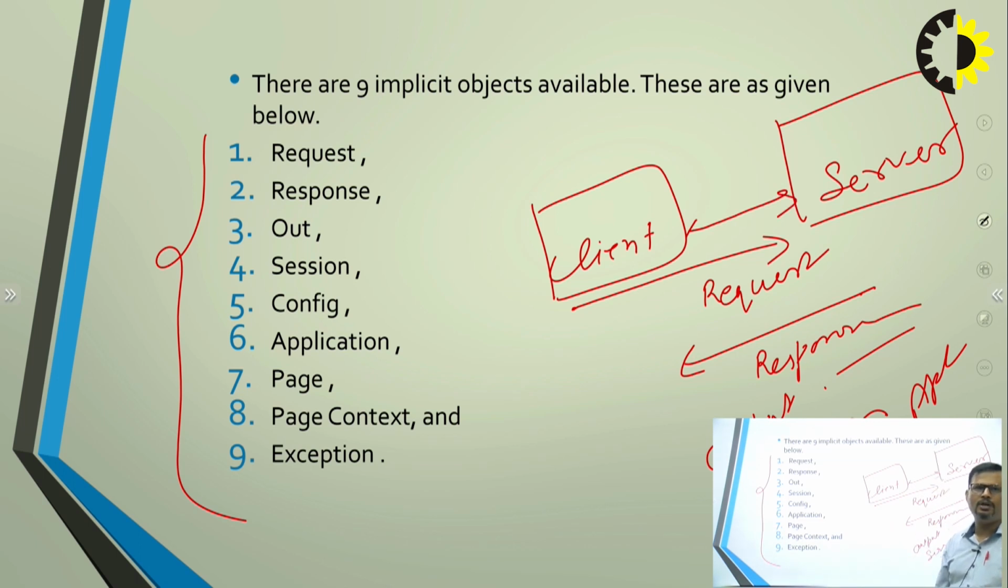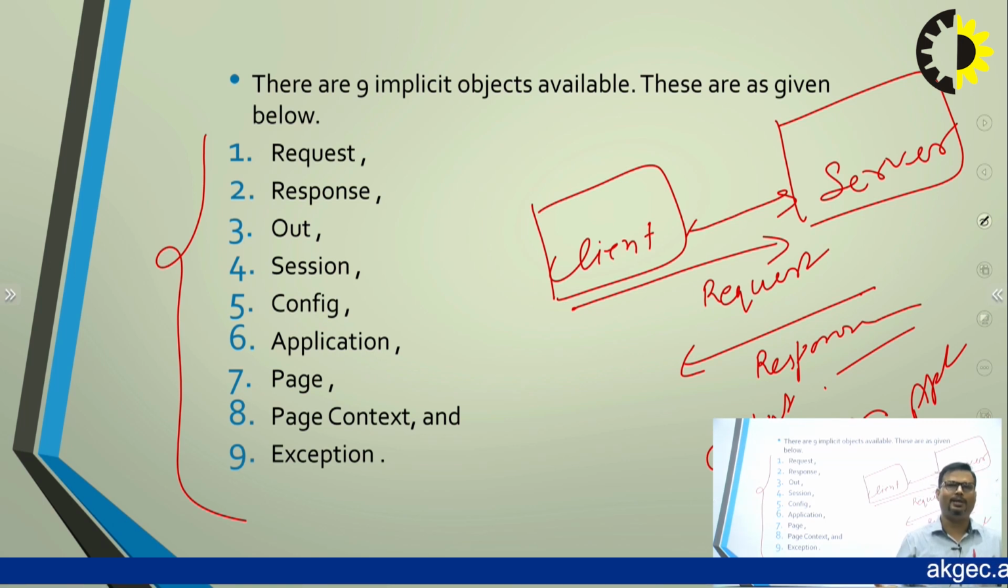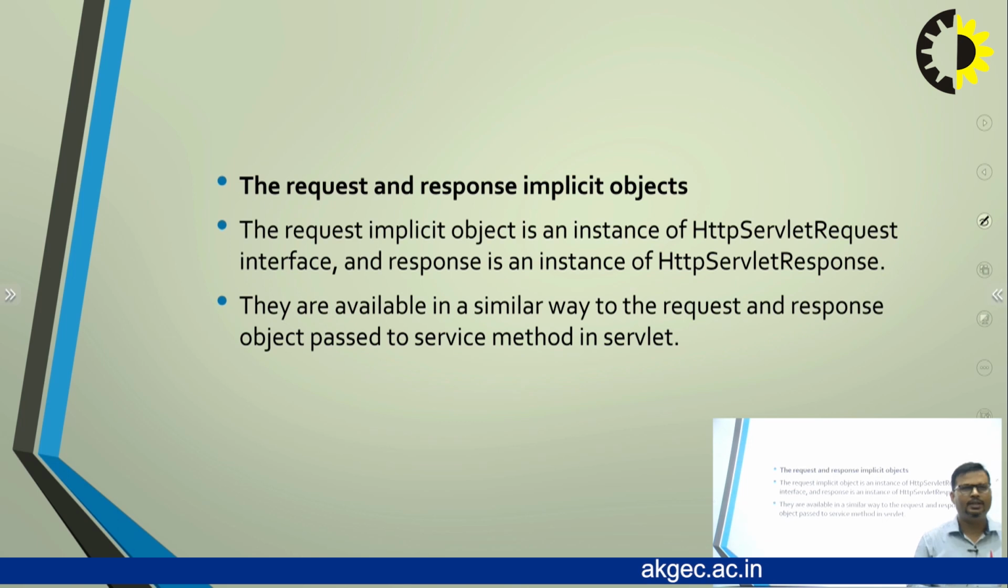Request, response, output, session, which means the time being a page is initiated until terminated. Then config, which types of configuration will be allowed. Then application, then pageContext and exception, which types of error will be created, okay, and how to handle it. This is the process. So here we will discuss the request and response implicit objects.